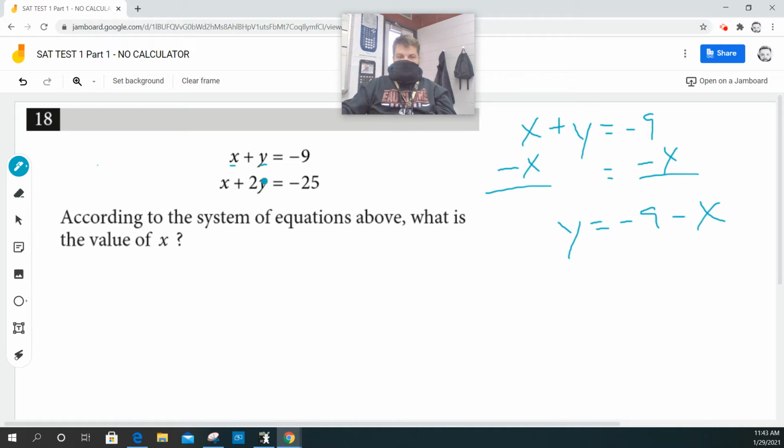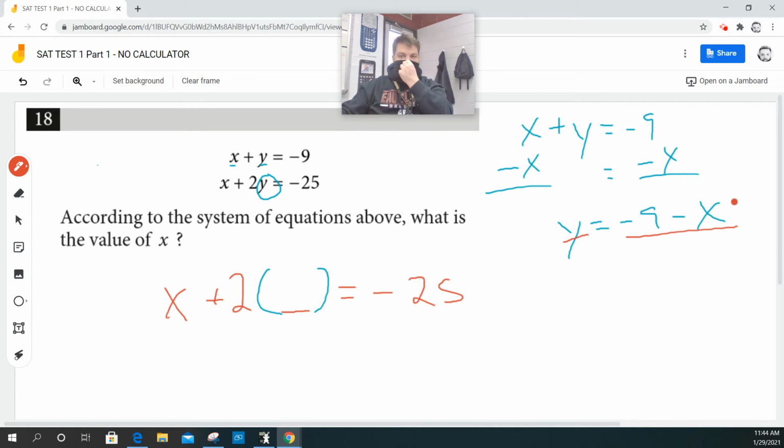Now that's cool because what I'm going to do is plug that in here. In other words, I'm going to take the second equation, and the second equation is just going to be x plus 2 times y equals -25. Now normally there would be a y right here, right? But we know that y is equal to -9 minus x. So I'm just going to plug that in here, -9 minus x.